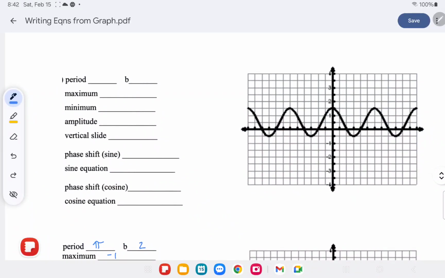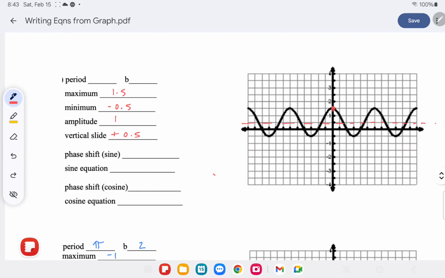Let's do this one. So our midline, let's figure out where our middle is. Looks like it's here at 0.5. So that's our vertical shift, up 0.5. From there, our maximum is 1.5 and our minimum is negative 0.5. So that means our amplitude is 1. Both of those are 1 away from that midline.